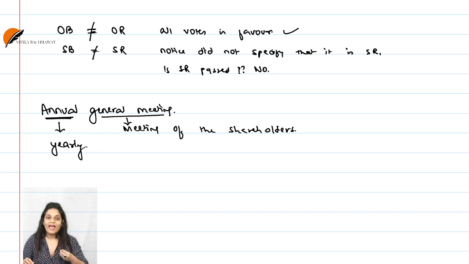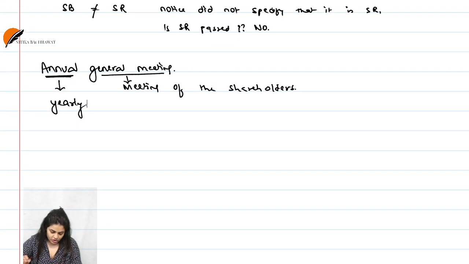Give you some snacks, samosa to eat, and then they will tell you what they have done throughout the year. What is the financial position of the company? What all they have done throughout the year? What are the plans they are making for the next year? All those will be disclosed to the members. So this is done at the annual general meeting.